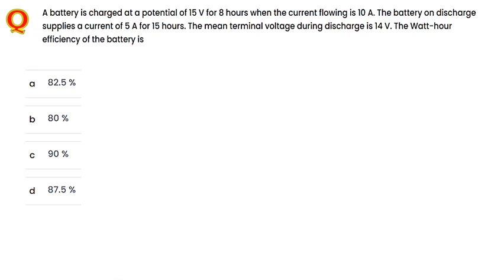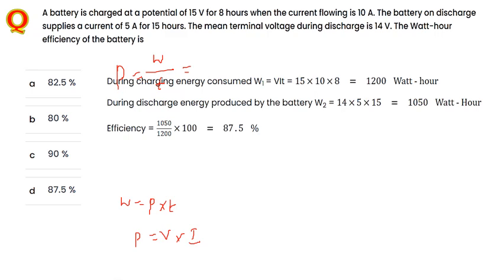How can you measure the power? Power P is the amount of energy utilized, that is, energy per unit time is called power. From this, W is equal to power into time. Already we know power is equal to voltage into current. Now this is utilized during charging.